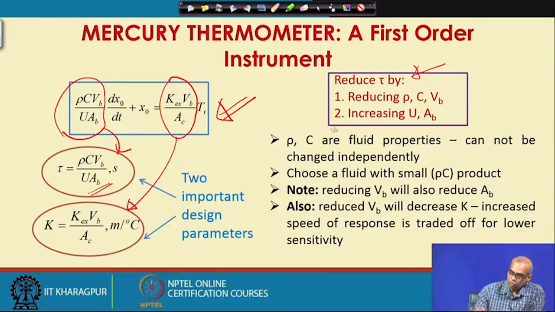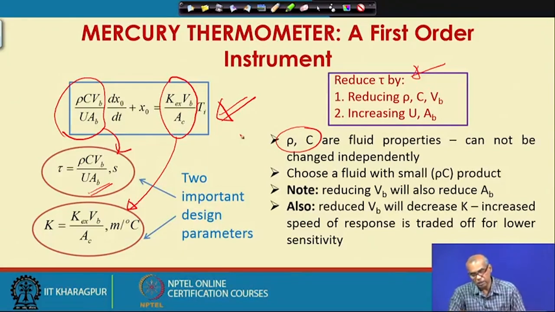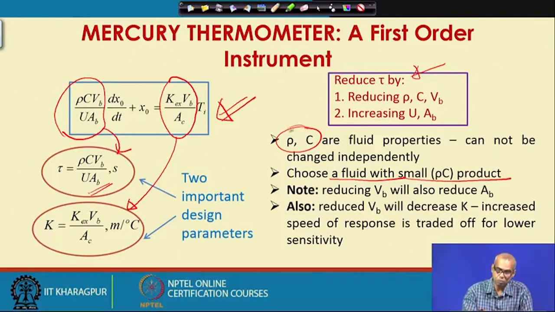Now, rho and C, mercury density and heat capacity, are the properties of the mercury. So, they cannot be changed independently. Once you have chosen mercury or any other thermometer fluid, the density and the specific heat are fixed. So, I cannot independently lower this, I can independently choose this. So, I choose a thermometer fluid with small product rho C. So, the density times the heat capacity should be lower.